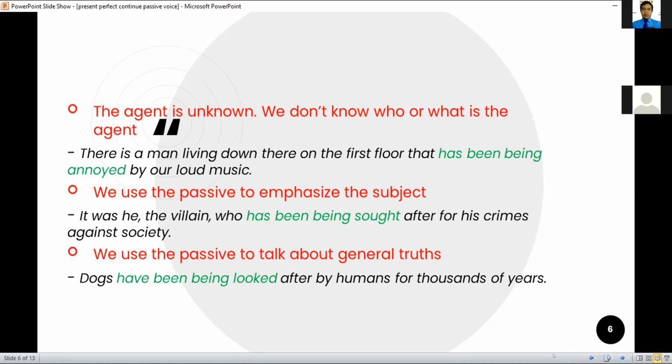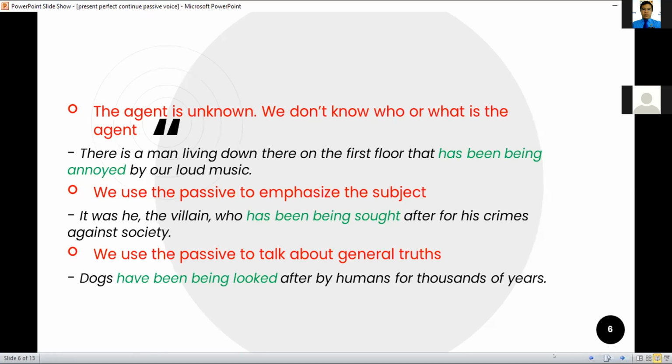Rule number 2, we use the passive to emphasize the subject. You can look at the example: it was he, the villain, who has been being sought after for his crime against society. We emphasize the subject.